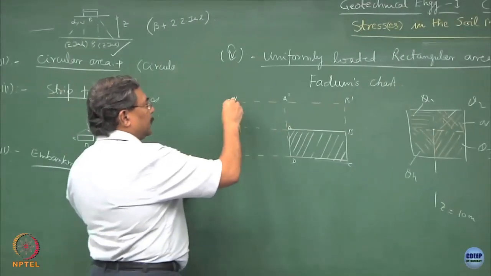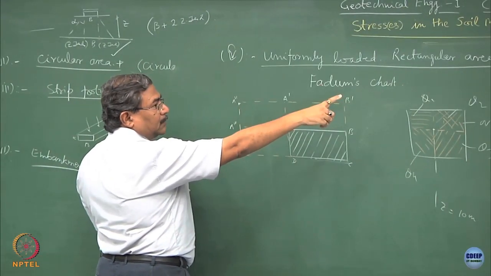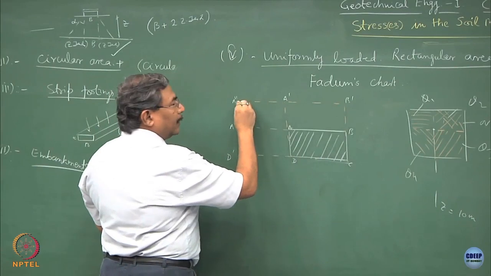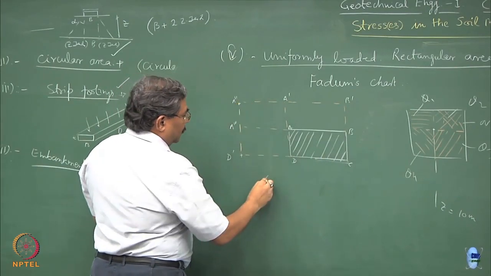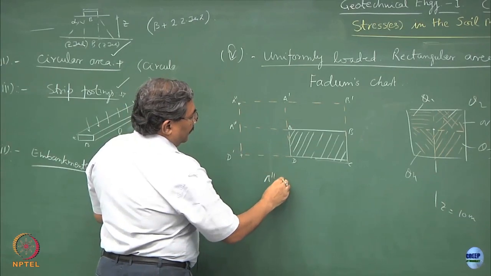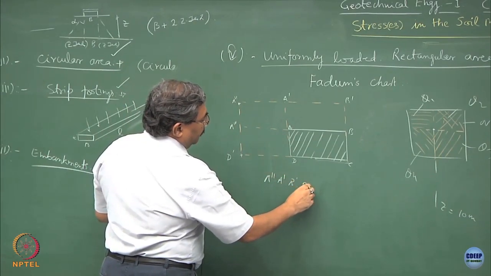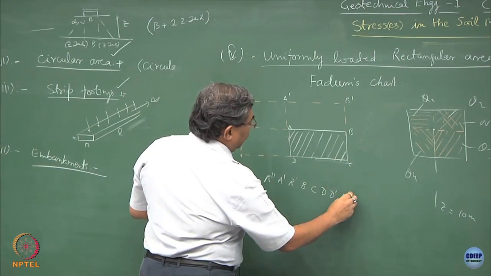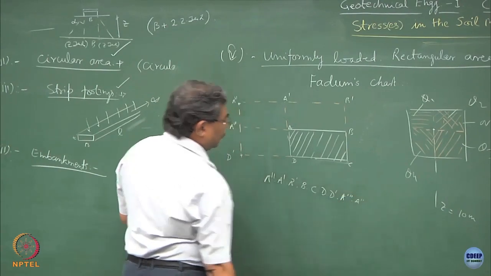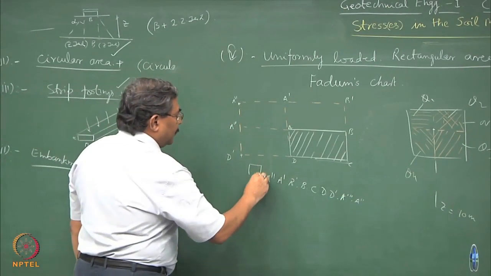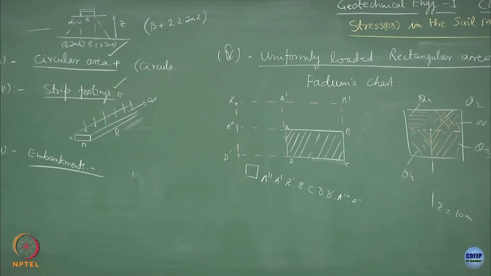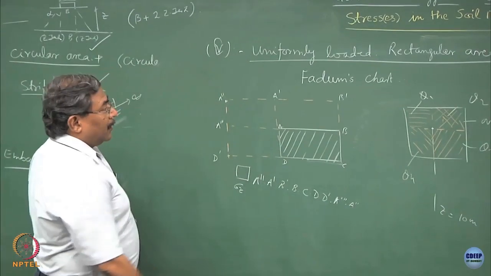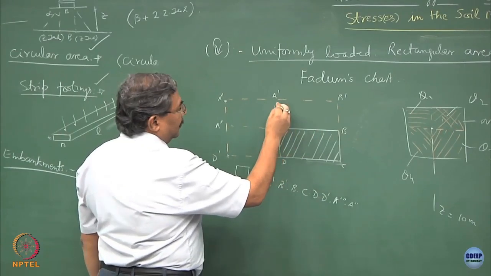So, if I have to find out the state of stress at this point using these charts at depth z, I will find it with the whole thing as the rectangle. So, A double prime, A prime, B prime, B, C, D, D prime, A triple prime, A double prime, clear? So, this becomes my rectangle. First, compute the state of stress through this. This area does not exist, clear?